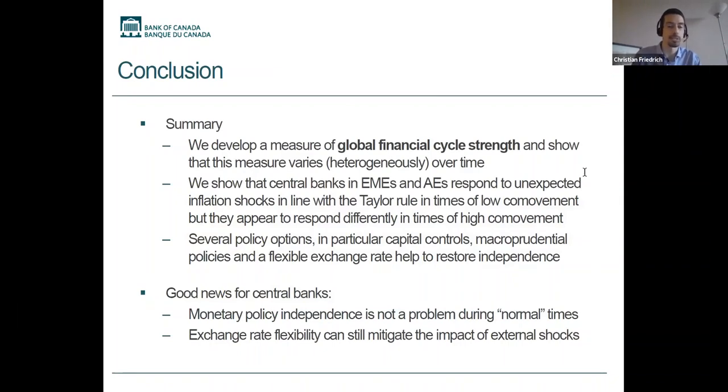Finally, to conclude, we developed a measure of global financial cycle strength and show that this measure varies heterogeneously across countries. We then show that the central banks in emerging markets and advanced economies respond to unexpected inflation shocks in line with the Taylor rule in times of low co-movement, but they appear to respond differently in times of high co-movement. And then finally, we show that there are several policy options, in particular capital controls, macroprudential policies, and a flexible exchange rate regime, that may help to restore this monetary policy independence.